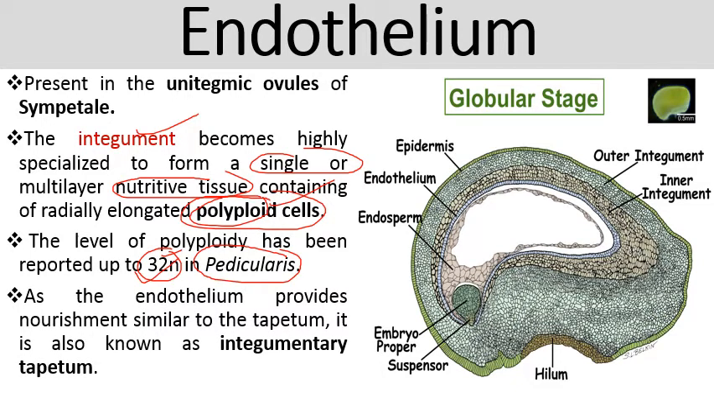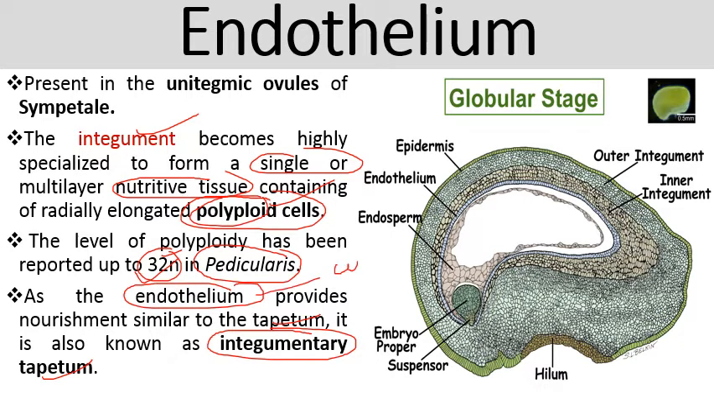Then as the endothelium provides nourishment which is similar to tapetum, so it is also known as integumentary tapetum. ये nutrition provide करता है जैसे tapetum nutrition provide करता है. So that's why this endothelium is also known as integumentary tapetum.